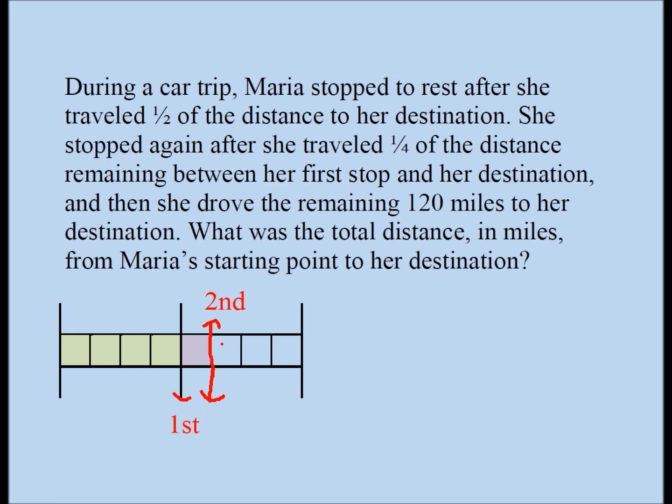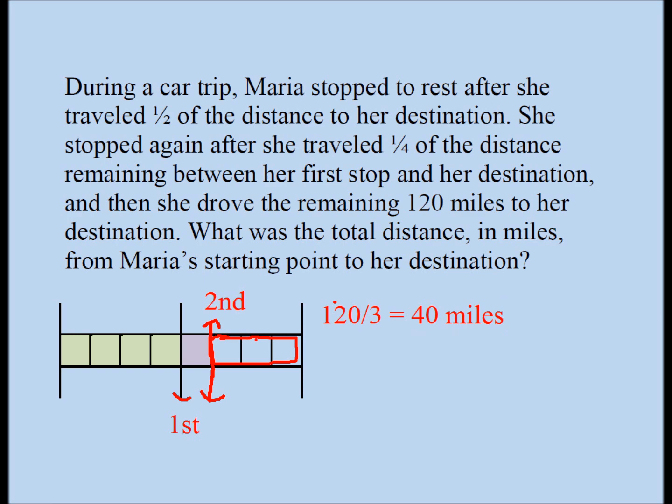So according to the question, finally she drove 120 miles. So this must represent 120. That tells me 3 of these little chunks represent 120. So each chunk would represent 120 divided by 3 is equal to 40 miles.